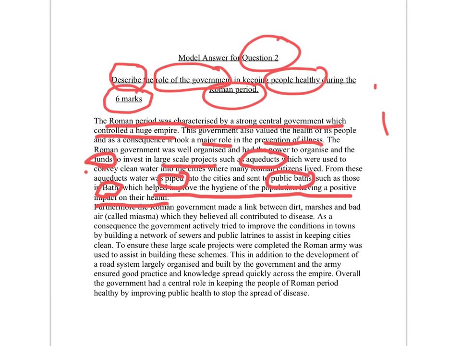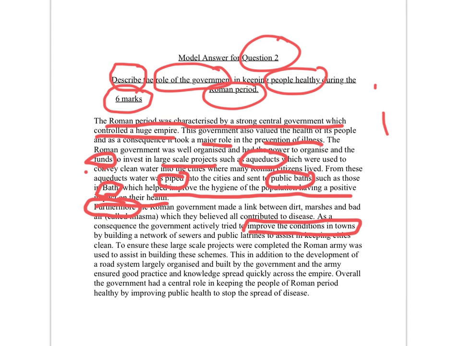And now this second paragraph, I'm starting it with a key connective there, furthermore. And what I'm moving on to in this paragraph is the link that the Roman government made between dirt, marshes, and bad air, which they called miasma, and which they believed contributed to disease. Now, obviously, if they believed the bad smells contributed to disease, they wanted to do something about that. So what the government tried to do was improve the conditions in towns.